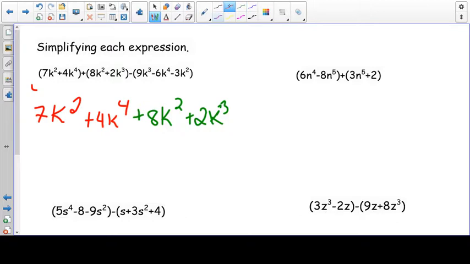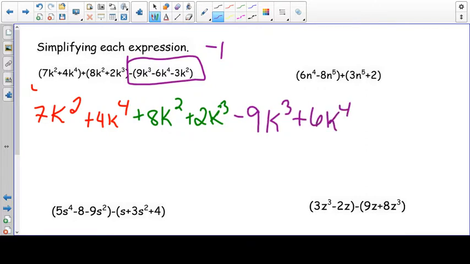Next, I'm going to take a look at the last set. If you notice, the difference with this last one is I have a negative sign in front of it. So that's like saying times -1. So I need to take every term in my set of parentheses and multiply by -1. A positive 9 times -1 turns into -9k cubed. I have -6 times -1, which turns into a plus 6k to the fourth. And I have a -3k squared times -1, which turns it into a positive. Now understand, I wrote in the next problem. I will fix that once we go to do that second problem.